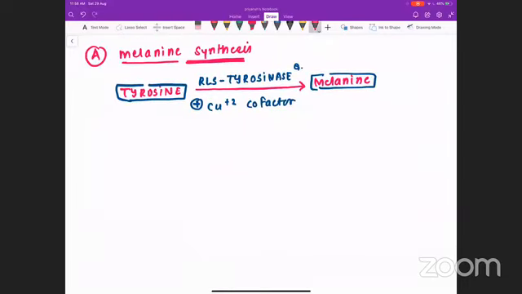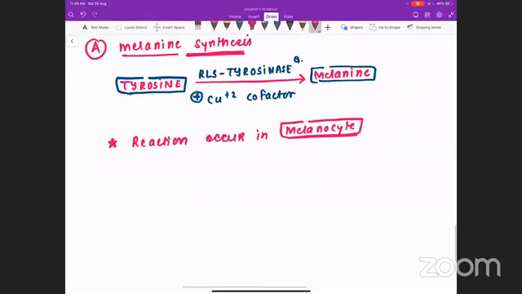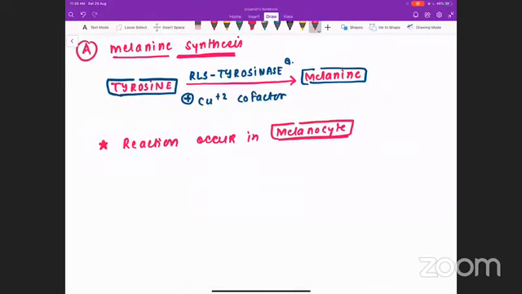If they ask in which cell this reaction occurs, this reaction occurs in melanocyte, or better to say, the melanosome of the melanocyte. So the cell which is responsible for the synthesis of melanin is obviously the melanocytes.